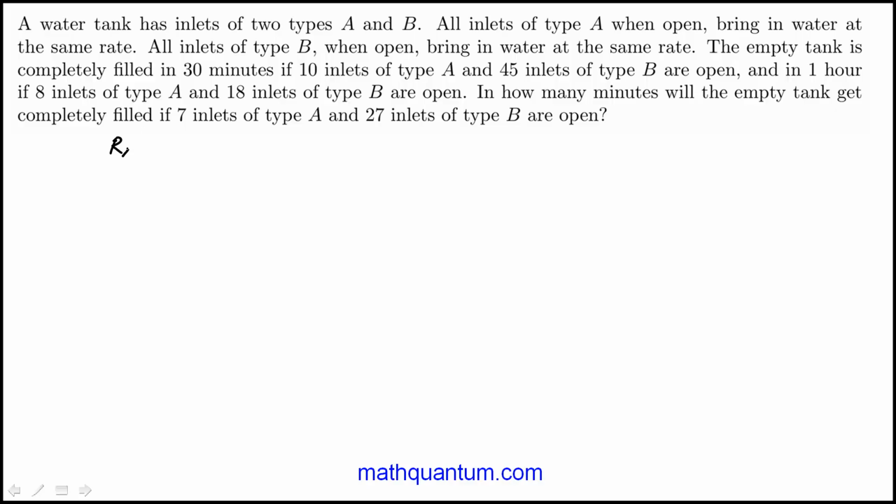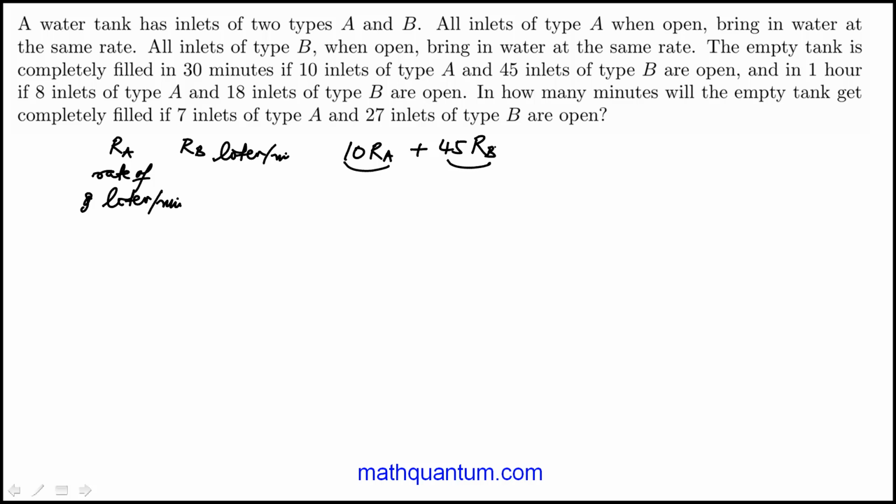So here I'm going to use R sub A, and R sub B is the rate of each individual inlet of type A. So you can think of it as liters per minute that's flowing in for both of these. Now we're told that together this empty tank is filled in 30 minutes if 10 inlets of type A, which means this would be the rate of 10 of those, plus 45 of R sub B, because this would be their combined rate in liters per minute.